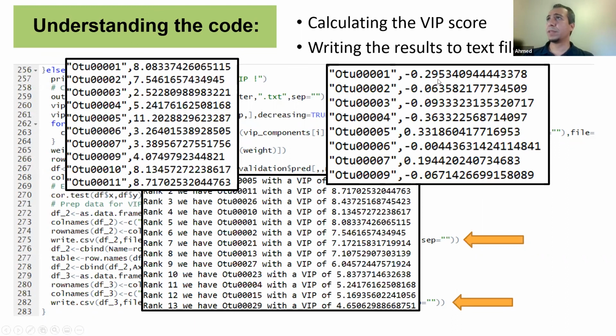So this is how it will look. This is the OTUs, and this is your VIP scores. This is the OTUs, and this is the Pearson correlation. And also you can have this file here, which tells you basically the ranking of these different OTUs. The OTU with the highest rank was OTU number 5, because it has the highest VIP. So maybe this is the hub of our module.